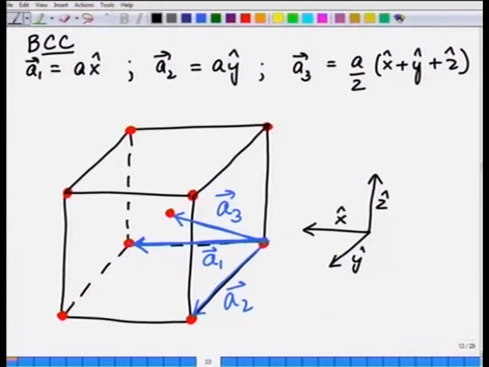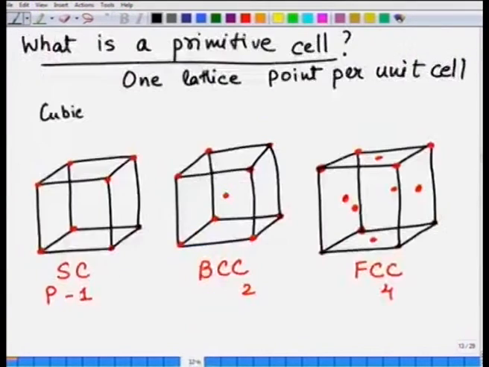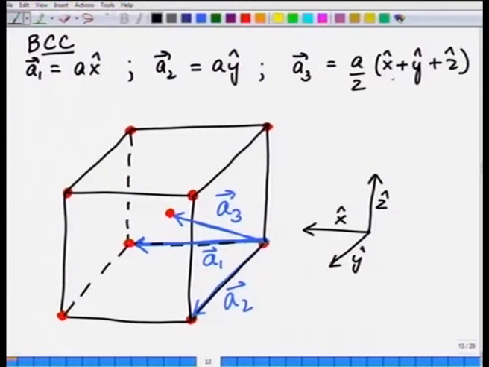If you wish, we can find the volume enclosed by these vectors by taking a scalar product, and you will find that this volume is half the volume of a cube. If we take BCC like this, the volume will of course be a cube, and if you calculate the scalar product from here, you will find the volume to be a cube by 2, because now I have only one lattice point per unit volume. There will be half the volume only.